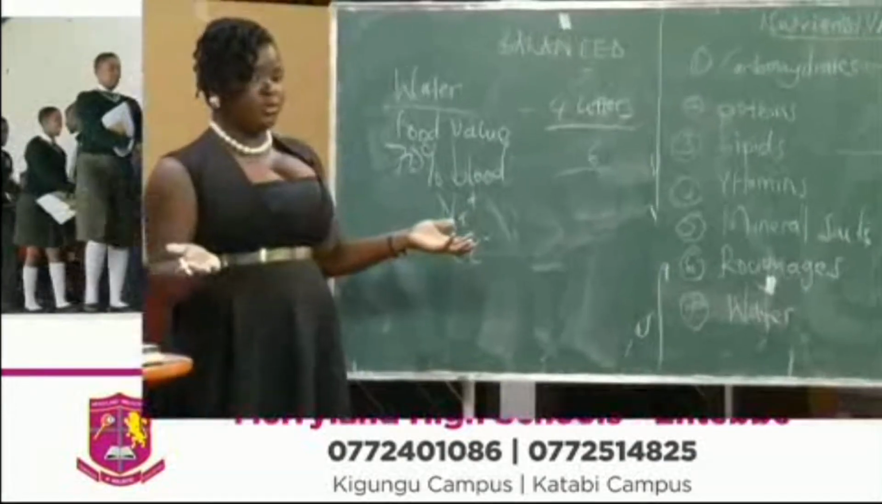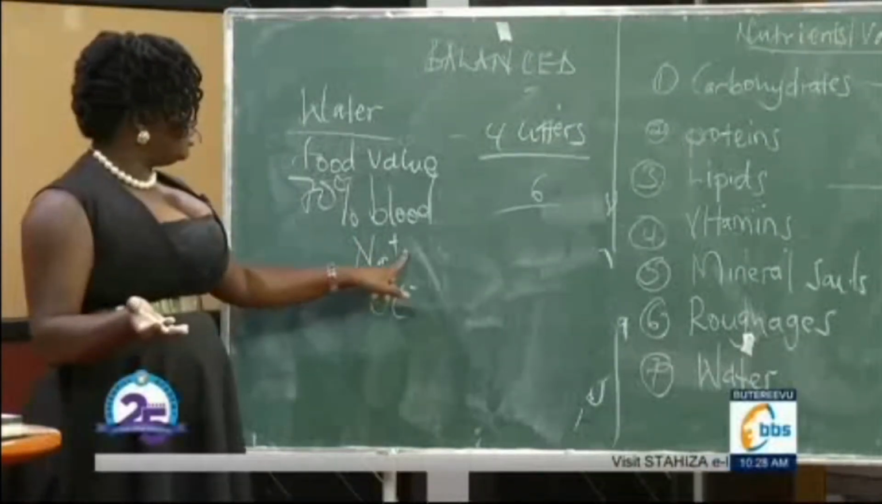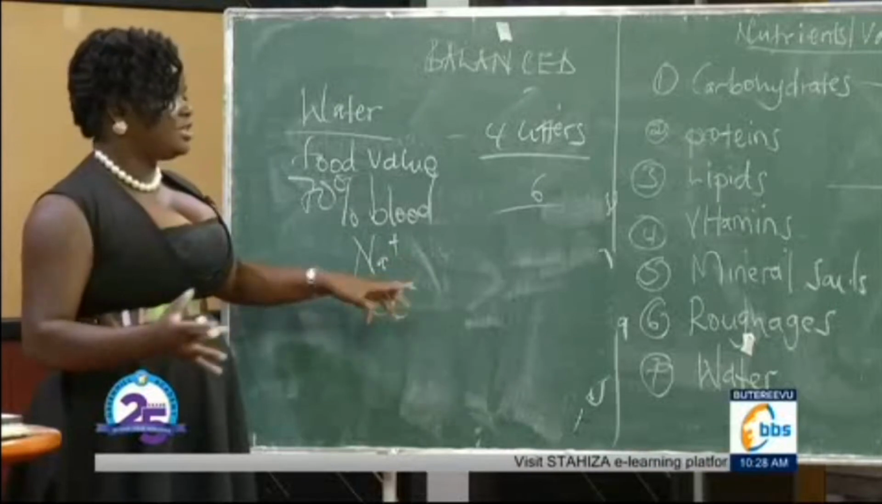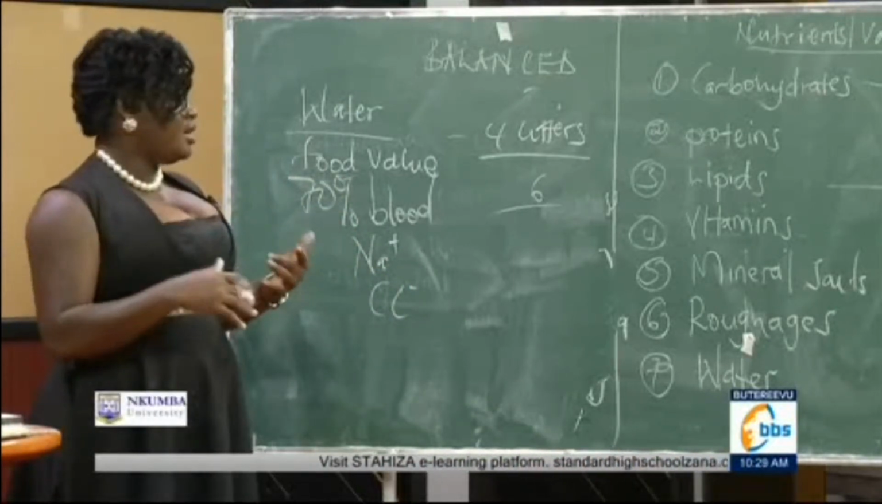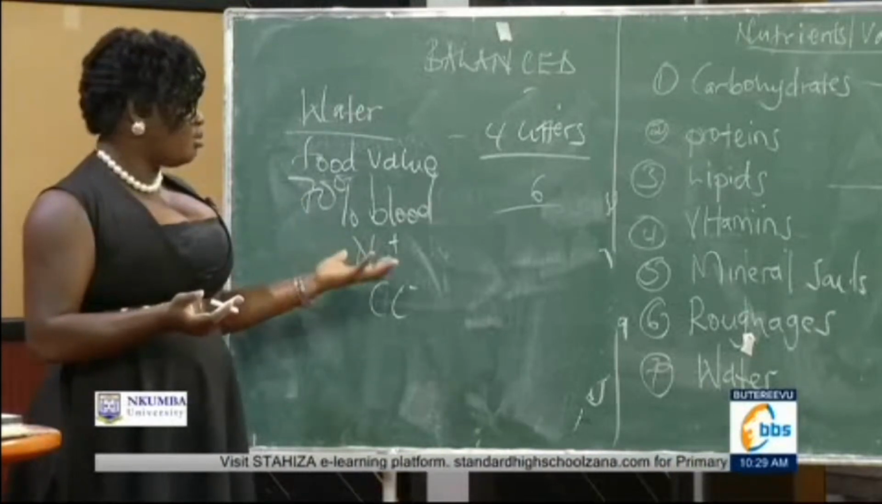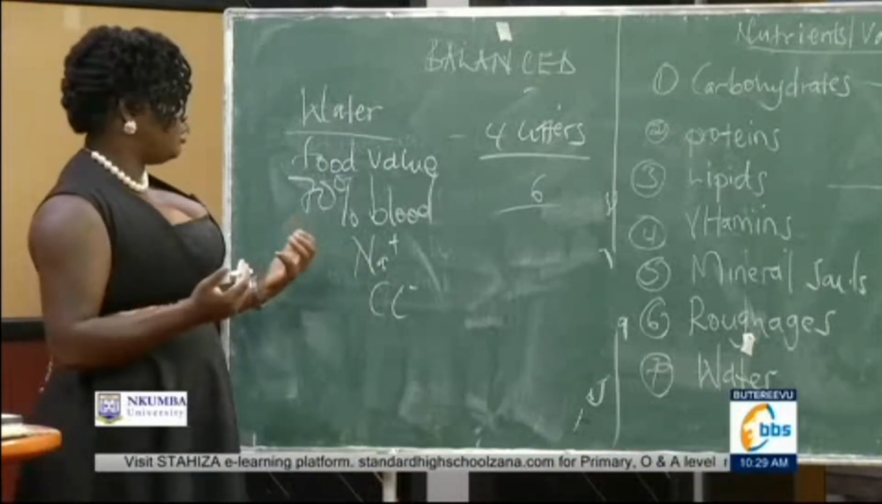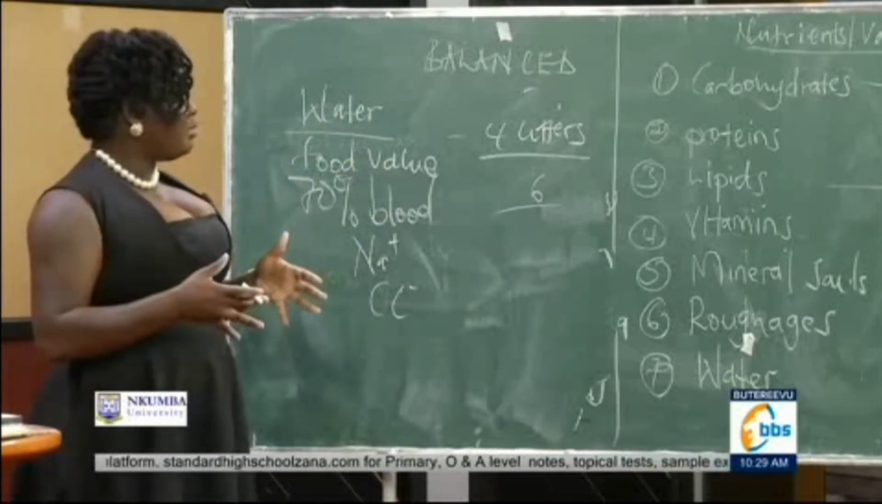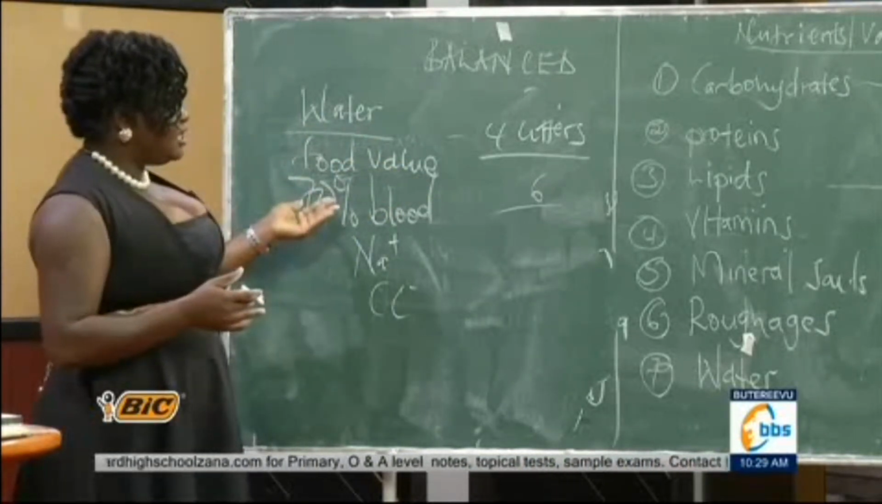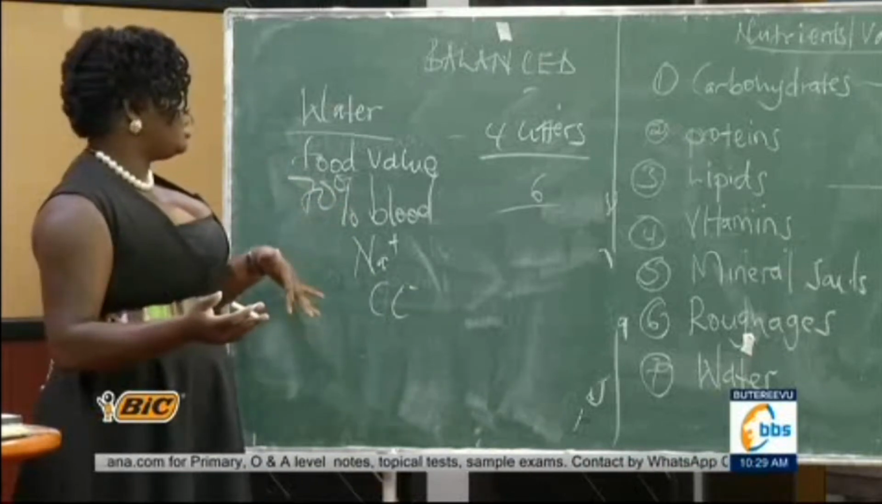You end up having most of your cells burst because there is a lot of water in the cells. They keep on taking up water, and because they're surrounded by a very thin membrane, they will burst. And when a cell bursts, then that means it is very detrimental towards your life. So it's better you take water, but of a given amount, not excessively and not very low.